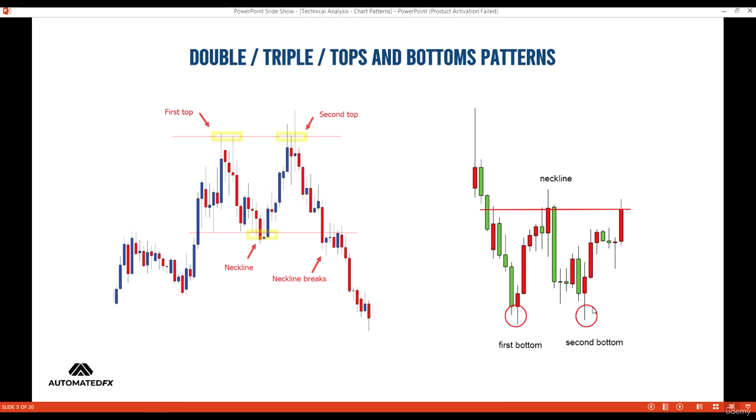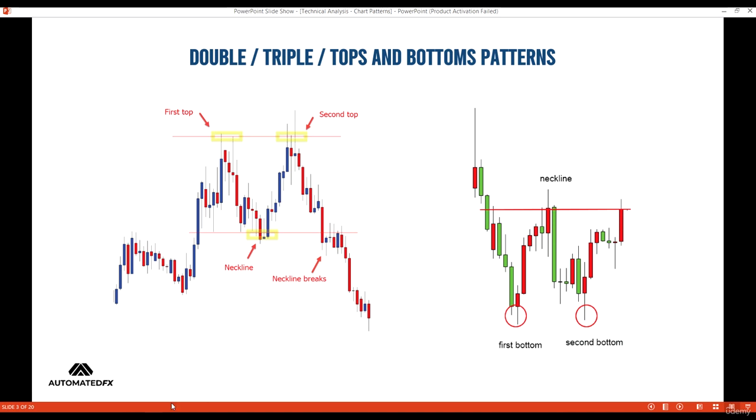Now this is the double bottom. You can see that the market was selling, came to this point, created the first bottom, came up to this point, created the neckline, and then came down again to this point to create the second bottom. Now traders will be looking to go long here. Imagine we bought here, we'd be making this much profit. This is how the double bottom will play out in real life.